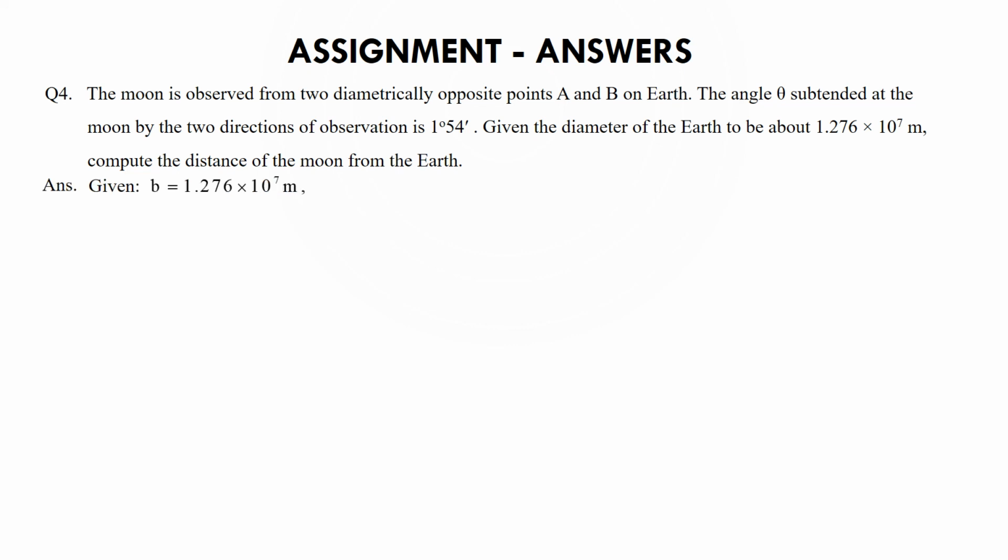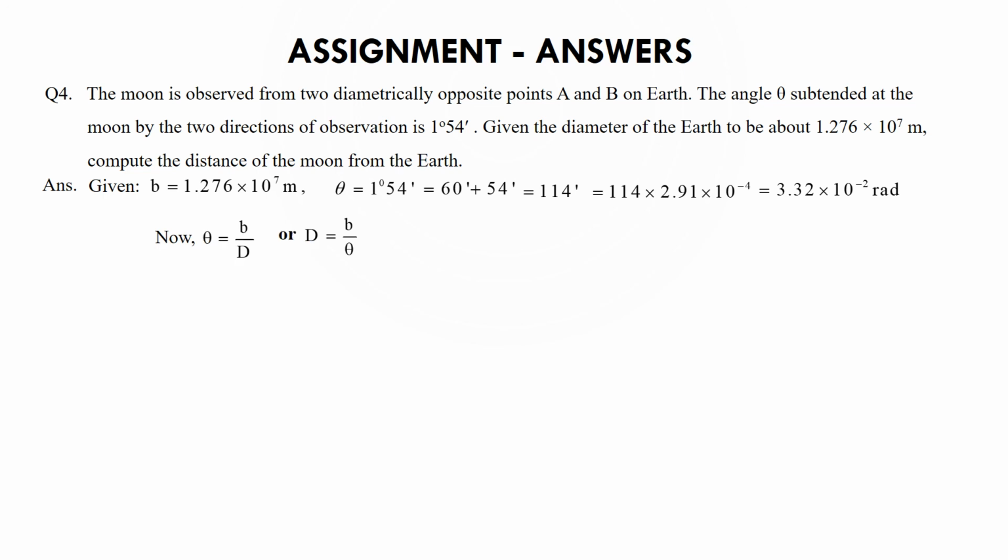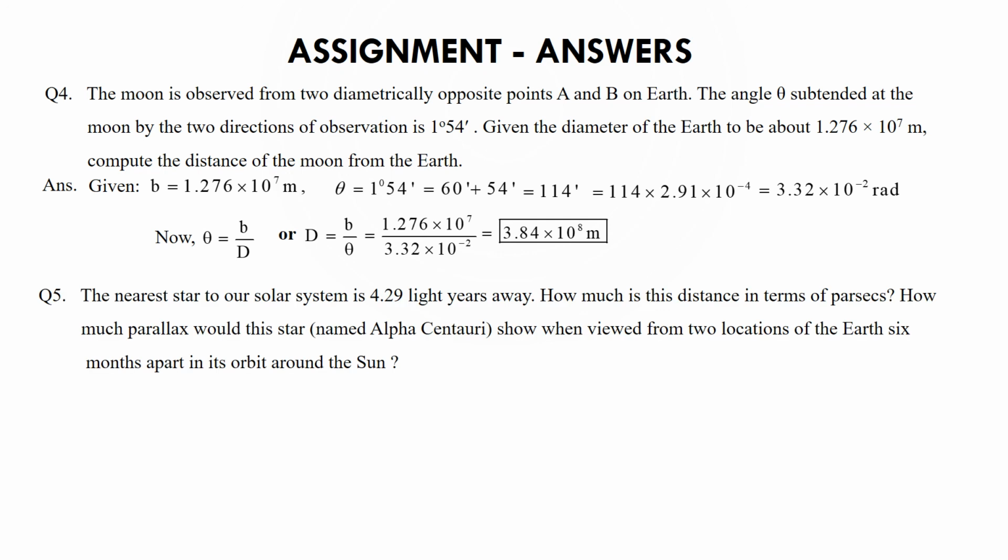Okay, so what is given? B is given. Theta is given. We convert it into radians. Now we know theta is equal to b by d, or d is equal to b by theta. We put the values and what we get is 3.84 into 10 to the power of 8 meters.